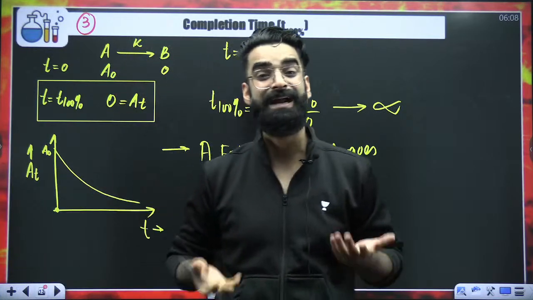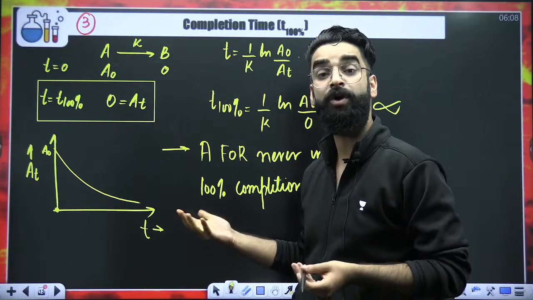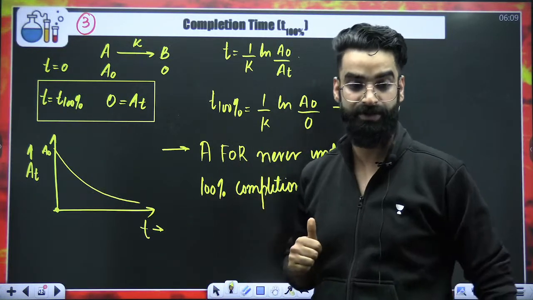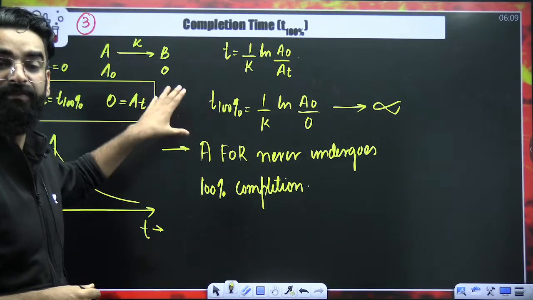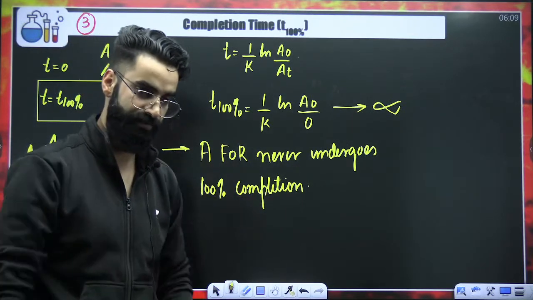If it cuts the time axis, that tells you that the concentration of reactant has reduced to 0, which is not possible. That means 100% reaction has got completed, which is not possible in case of first order kinetics. So do remember, a first order reaction never undergoes 100% completion. This is one more important point which I wanted to share with you.